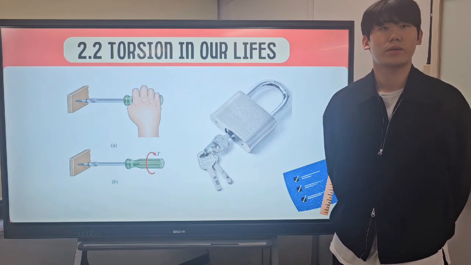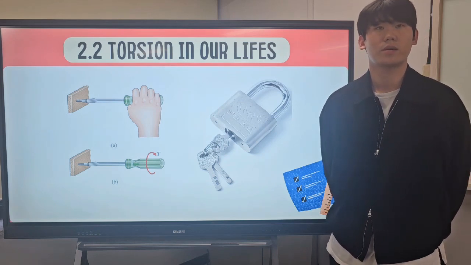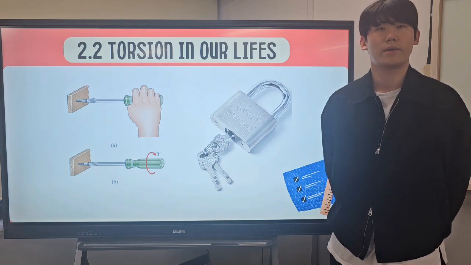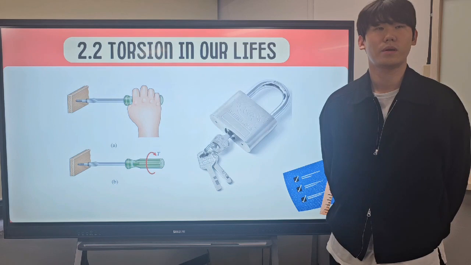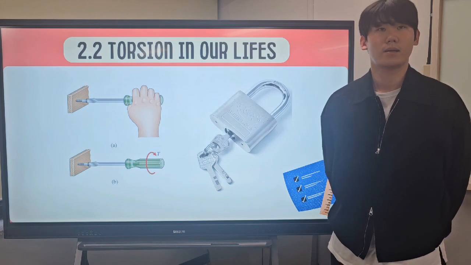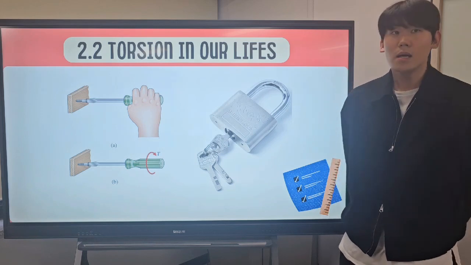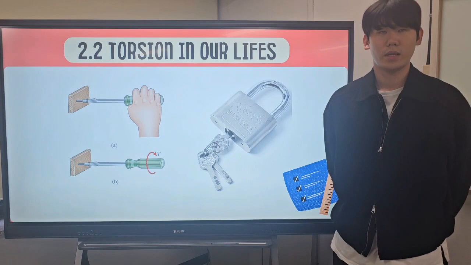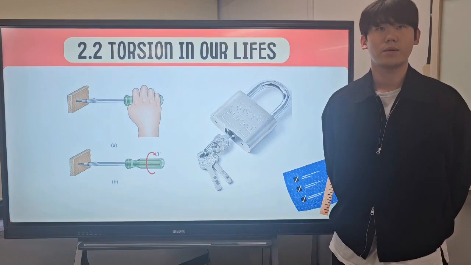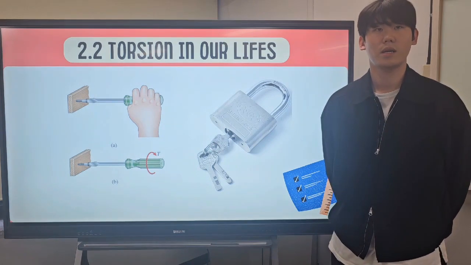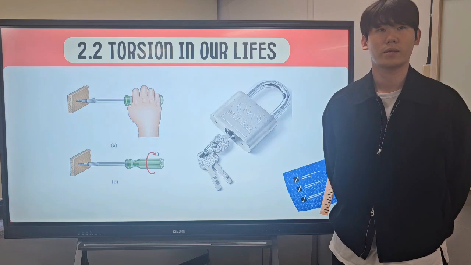If a torque greater than the stress of the screw is applied with a screwdriver, the head of the screw cannot withstand the torque and breaks. Similarly, if the key applies a torque stronger than the stress the key can hold, it will break.